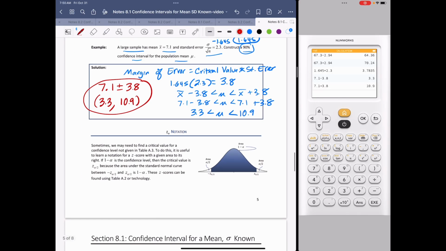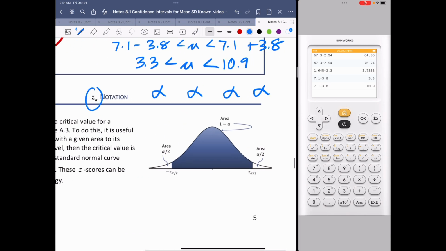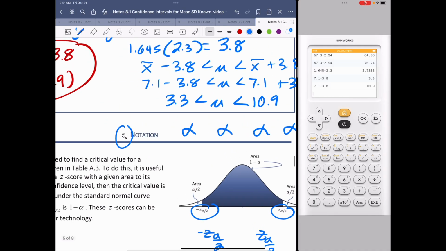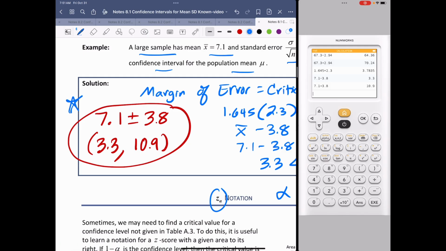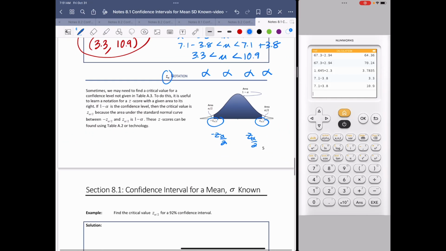Now, the next thing I want to talk about is something called Z alpha notation. And I want you to draw a couple of these alphas. And all it is a z-score. We've already done them, but it's a new notation so that you know that it's a critical value. And if you look at the notation, it's z of alpha over 2 and negative z of alpha over 2. And I told you we always pick the positive instead of the negative. That's because when we get here, you're always doing plus minus, so you don't want to get into a double negative.